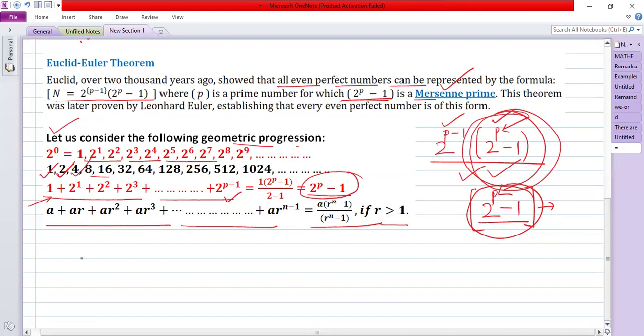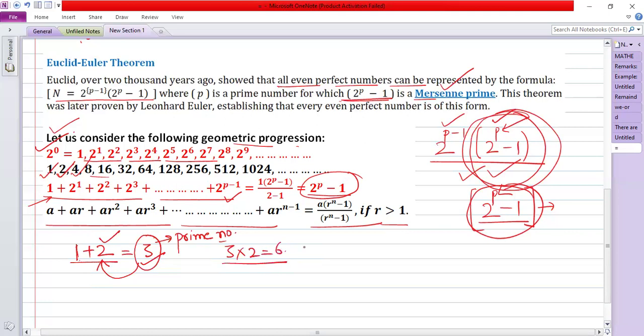So let us start now. First I am taking the sum of the first two terms of the given geometric progression, 1 plus 2. This is equal to 3, and 3 is a prime number. Now this 3 into the previous number 2, 3 into 2, gives us 6, and 6 is the first perfect number.